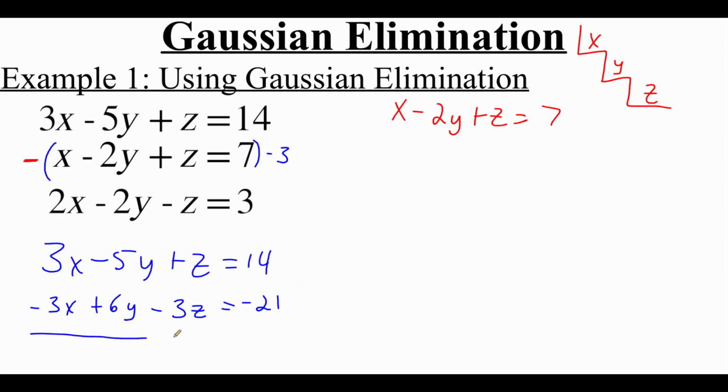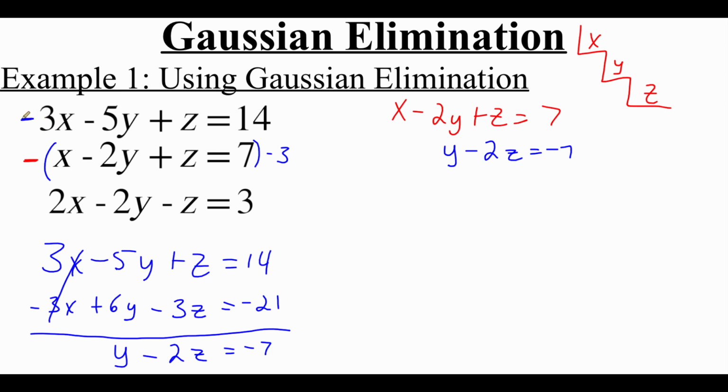Now we're going to add these equations together. The 3x and the negative 3x will cancel each other out. Negative 5y plus 6y is going to give me positive 1y. z minus 3z is going to give me minus 2z. And then 14 minus 21 is going to give me negative 7. Now this equation leads off with a plain y, which is what we wanted out of our second equation. So I'm going to put this as the second equation in this new system that we're building over here.